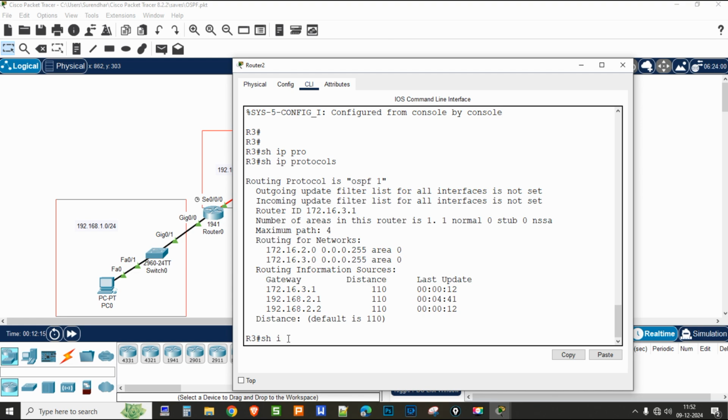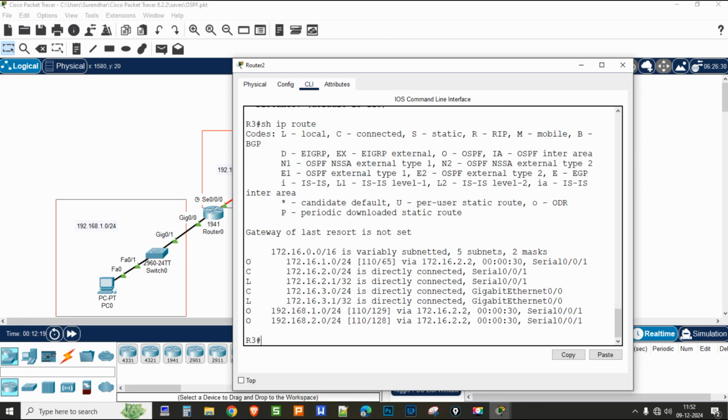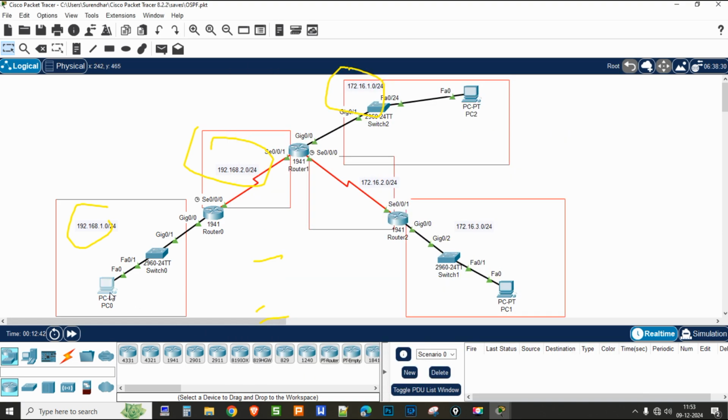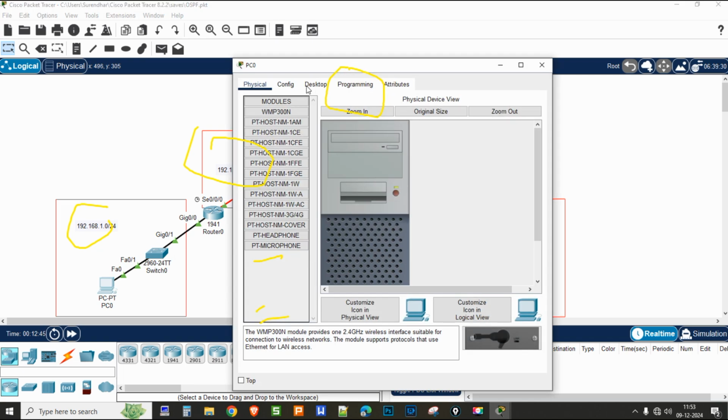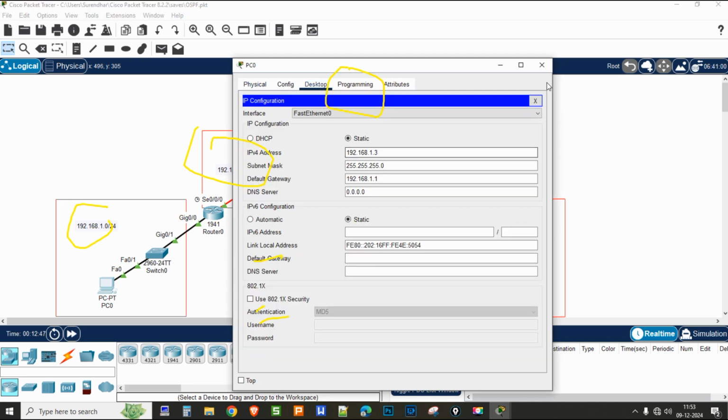Now we see the routing table. Show ip route, you can see the routes. 172 here, and 172 in the back side, then 192, 1.0, then 2.0. So these routes are learned via the 172.16.2.2 interface. Now we check any one device in devices. What is the IP address? 1.3.